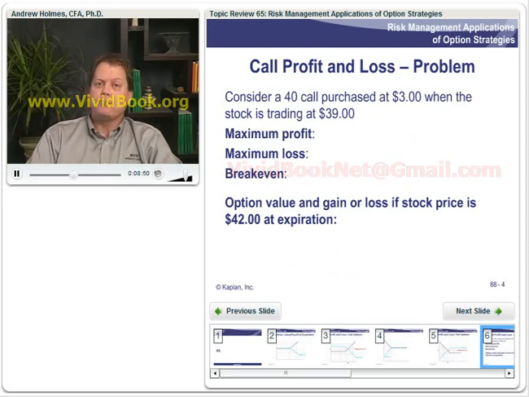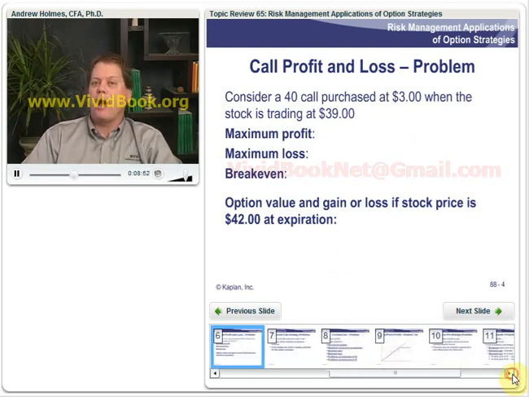So anyway, what about profit and loss? We're going to consider a 40 call purchased for $3 when the stock was trading at 39. Well, what is our maximum profit here? If we buy a call option, there is no theoretical upper limit to the price of the stock. The price could go up to 41, or 50, or 100 or 1,000 or whatever.